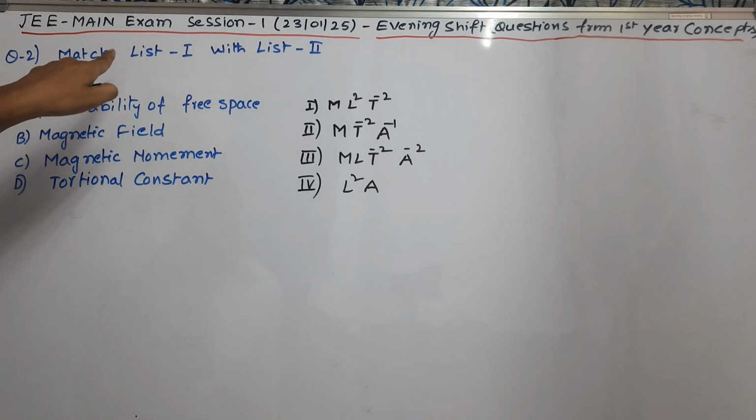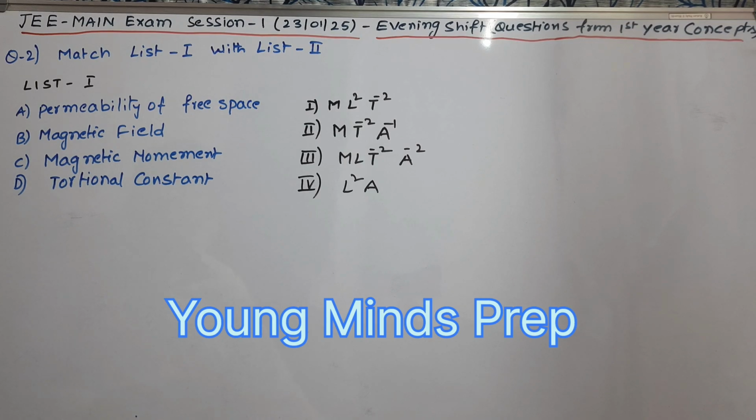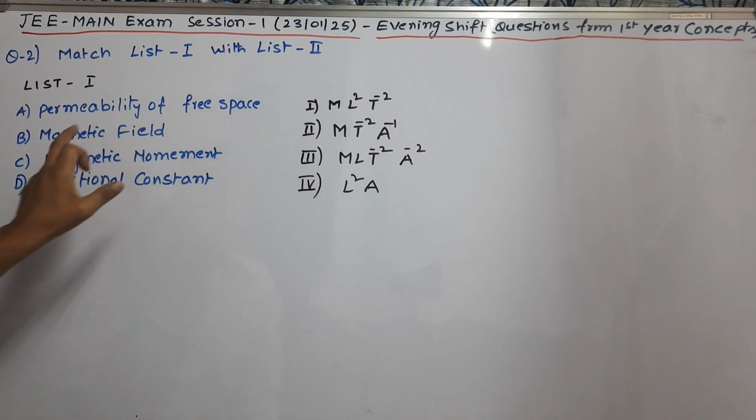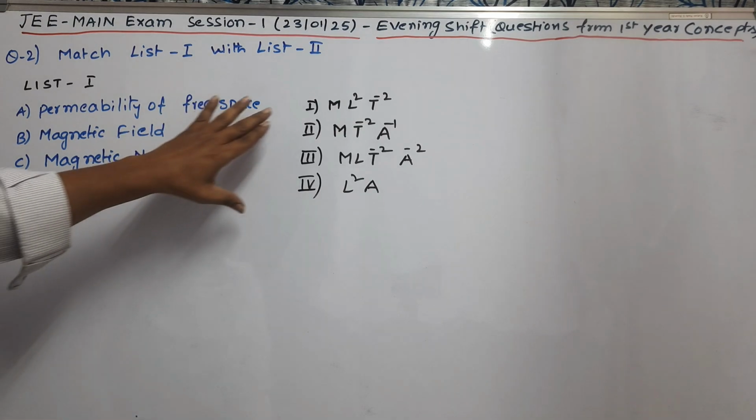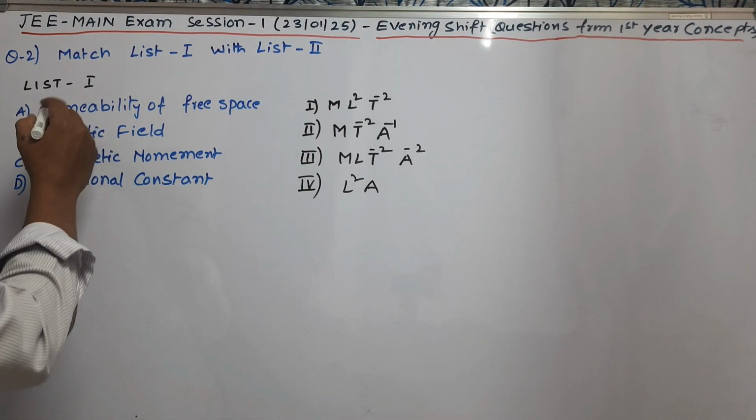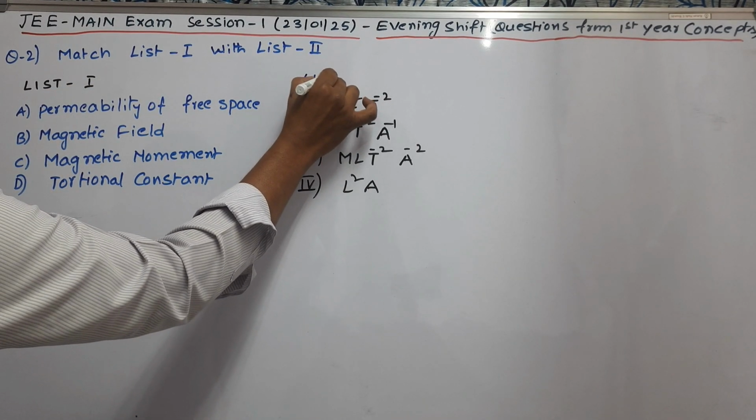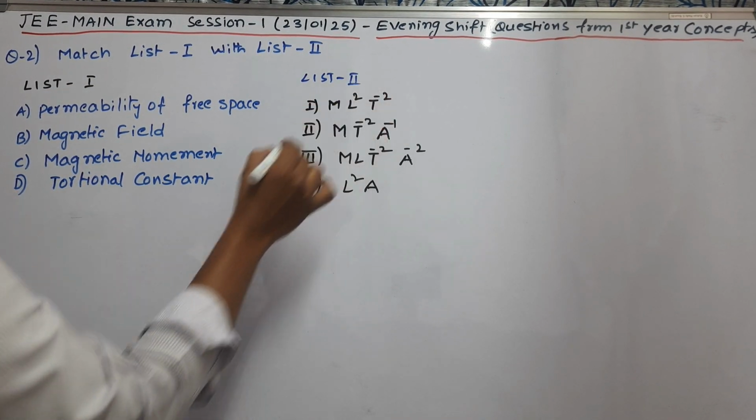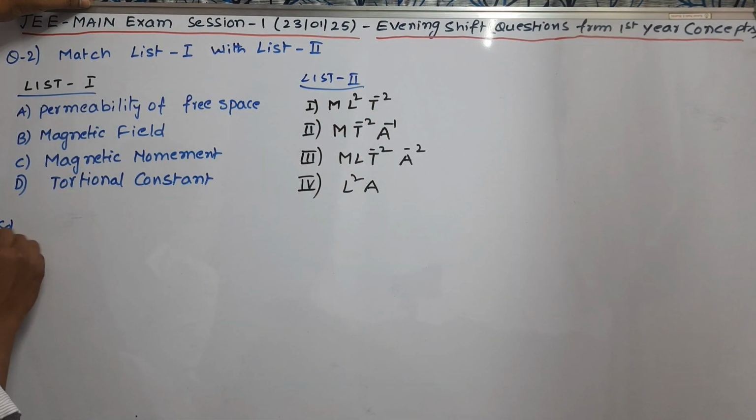The second question: match list 1 with list 2. Okay, what is given in list 1? Permeability of free space, magnetic field, magnetic moment, torsional constant, and their dimension formulas are given. Now we compare list 1 with list 2. Okay, this is list 1, this is list 2. Compare these two and see the solution of this question.